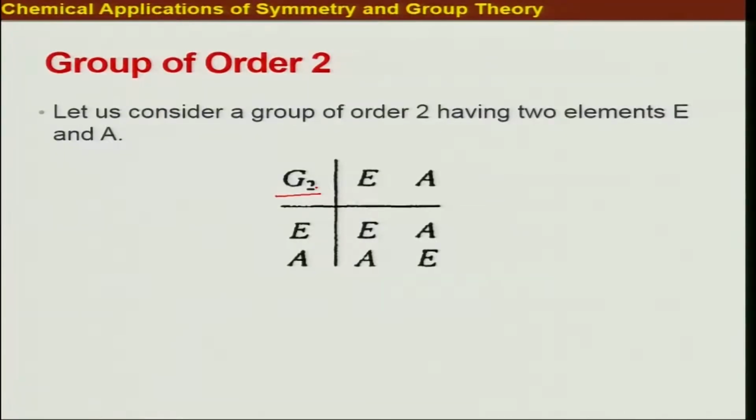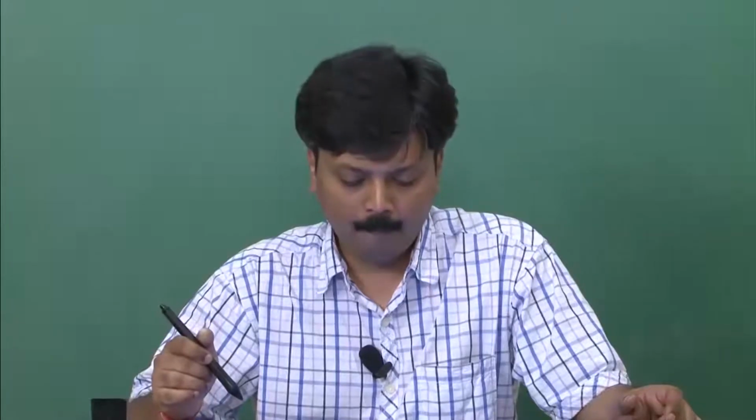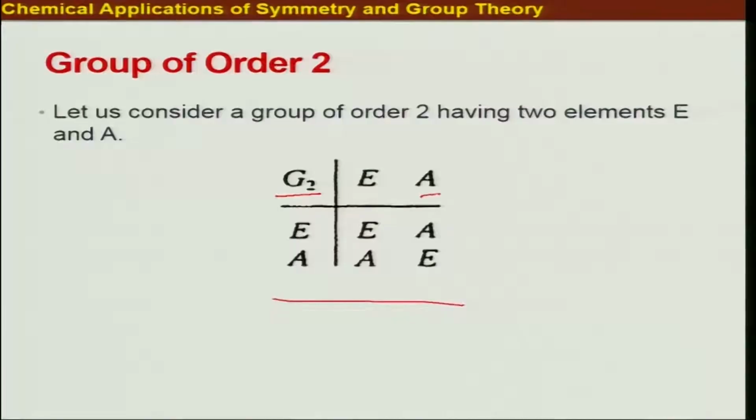So, for any order of the group, we will call it Gn, for the group multiplication table. In case of G2, we are using the same approach as I just showed you on the blackboard. In a group of order 2, what are the elements that we have? One is the trivial one, that is identity, and any other element, which we are taking as A.